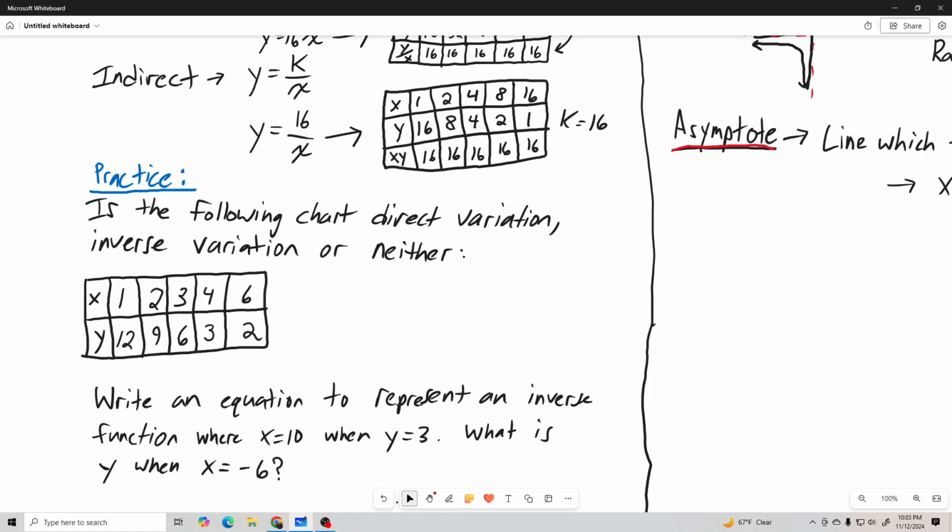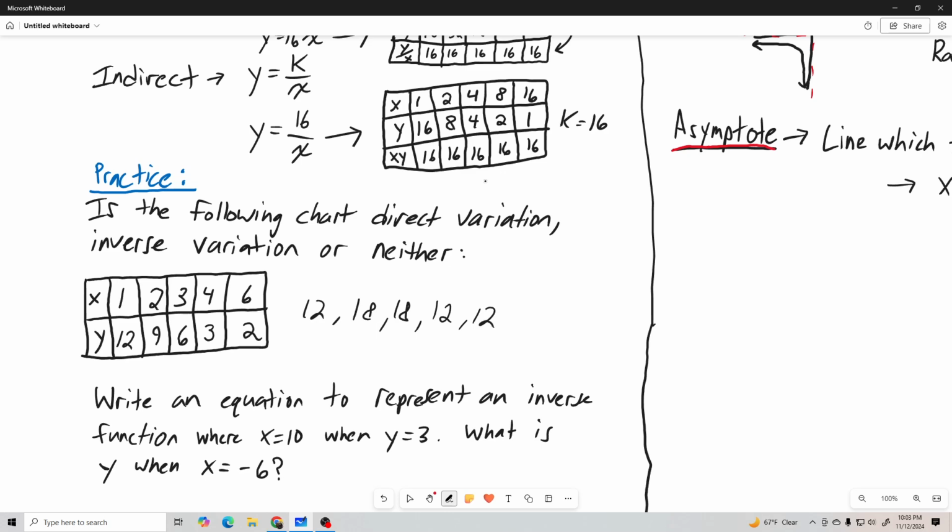So let's see if it is inverse variation. And the way we're going to do that is just like we did up here. If we look up here, we multiply the x by the y, and we just see if we get the same number all the way down. So let's try it for this. So here I've got 1 times 12, which is 12. I have 2 times 9, which is 18. Yeah, these numbers aren't the same. 3 times 6 is 18. Okay, that's kind of consistent, I guess. 4 times 3 is 12. It's just kind of jumping around. 6 times 2 is 12.